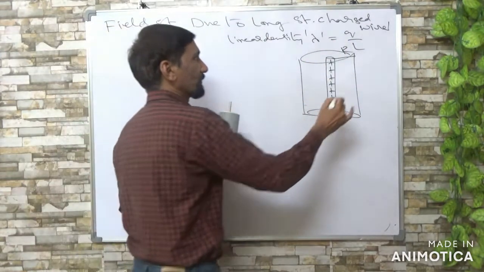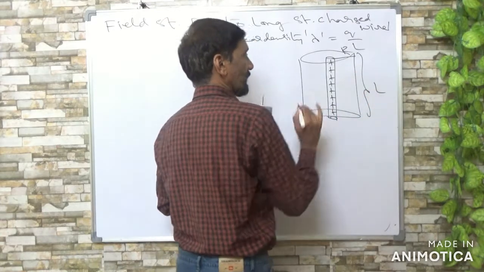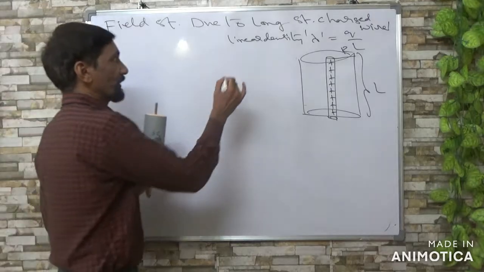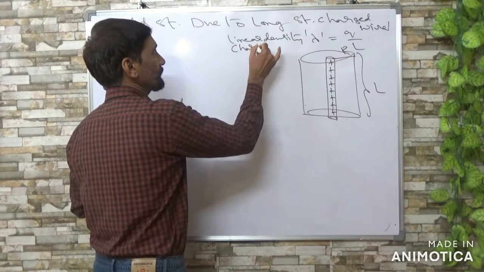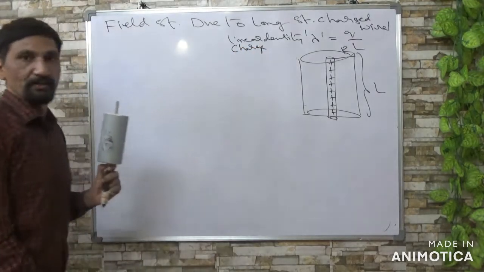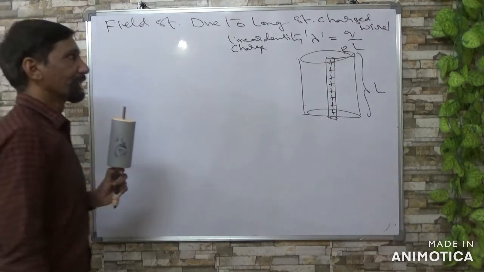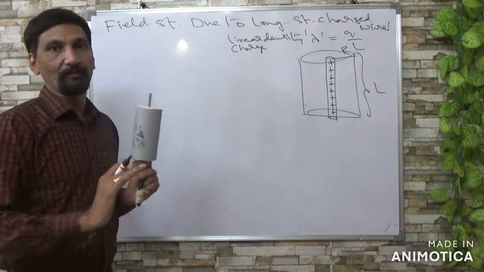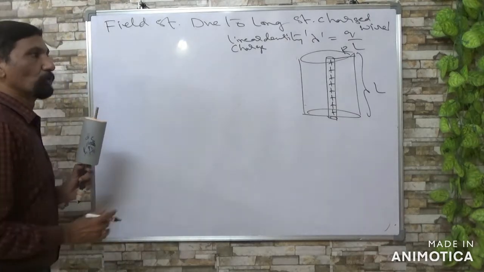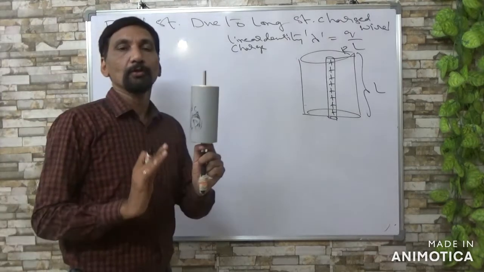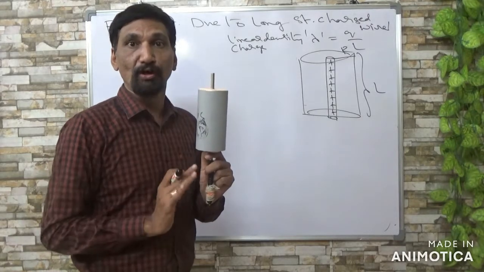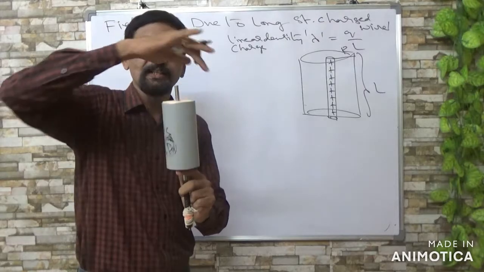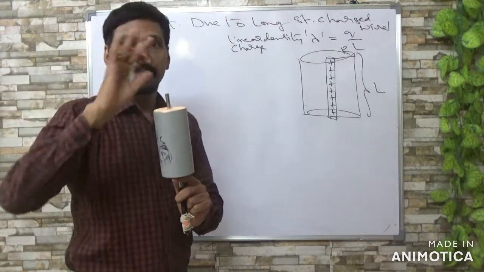Length L. Its linear charge density, taken as lambda, that is, you know, Q by L. So according to Gauss law, you need to find the integration over three surfaces: two flat surfaces and one curved surface.